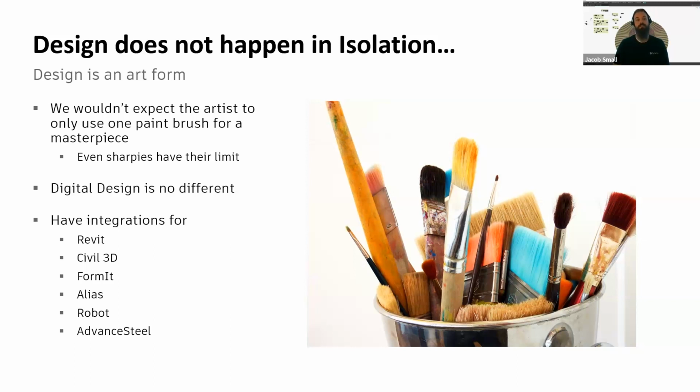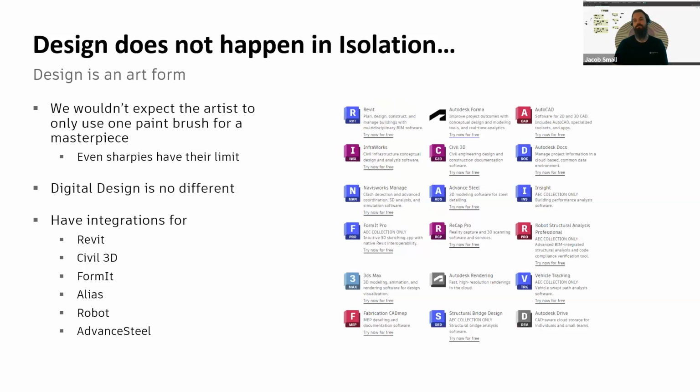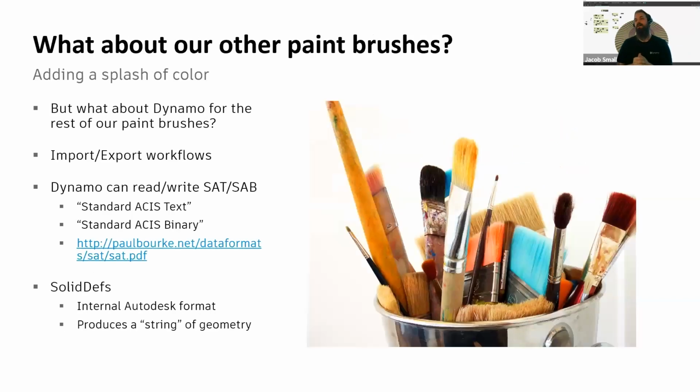So we've got integrations for Revit, Civil 3D, Formit, Alias, Robot, Advanced Steel, and all sorts of other stuff, primarily in the Autodesk architecture, engineering, construction collection space, right? But it's possible to get into some other stuff as well. So what other paintbrushes might be available for Dynamo?